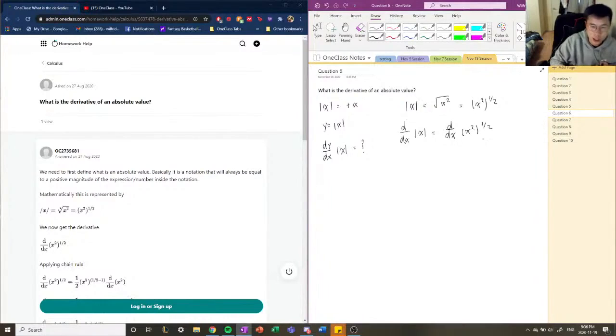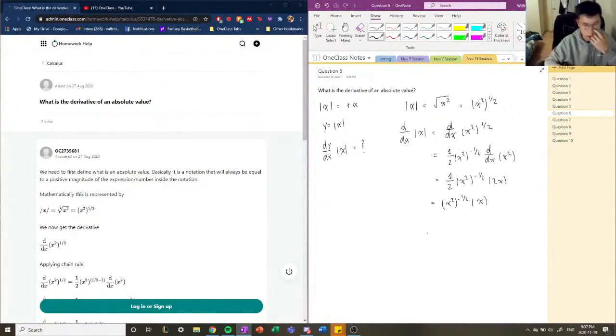This is just a lot of chain rule. We do the first chain rule, which is the outside brackets. So this equals 1 over 2 times x squared to the negative 1 over 2. Then we do the inside brackets. Here I'll just follow the junior tutor solution. The inside is going to be 2x. So this is the full term. This 2 and this 2 cancel out, so we get x squared to the minus half times x. Okay, cool.